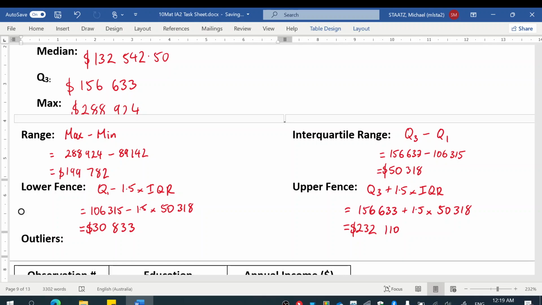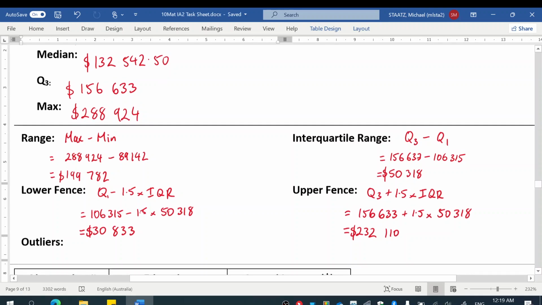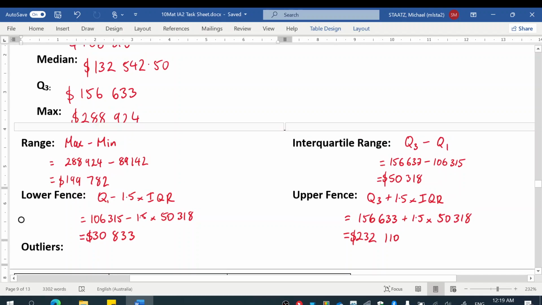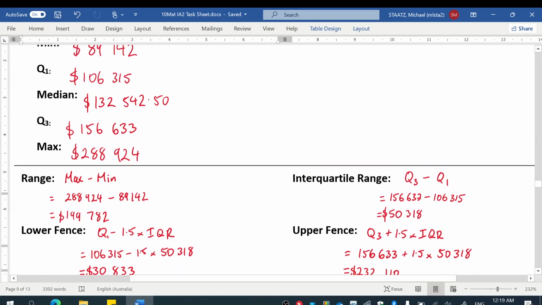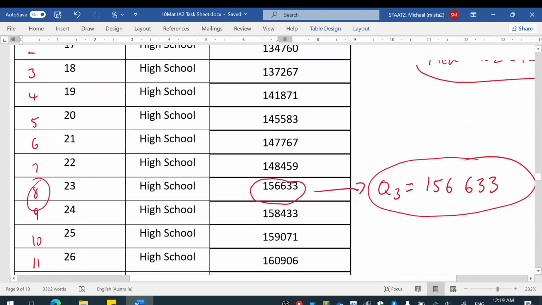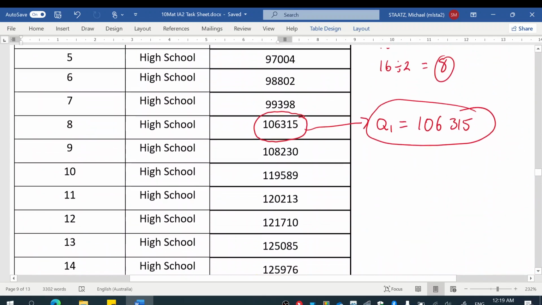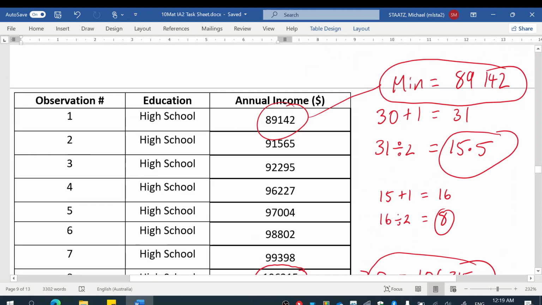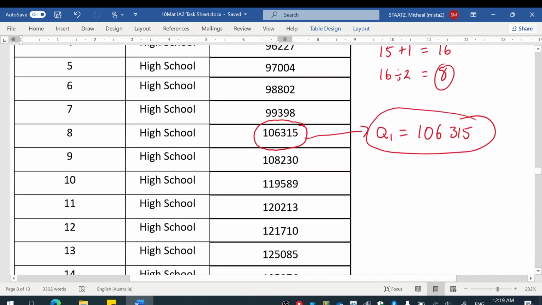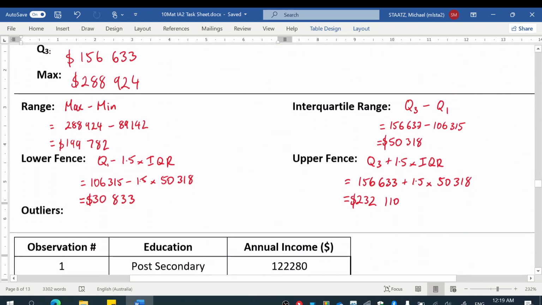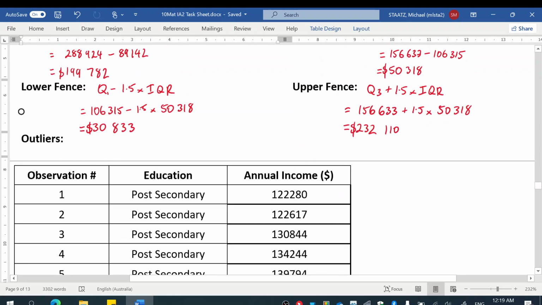Now, these are my fences or boundaries that are going to help me decide whether I've got any outliers in my data set. So my lower limit or lower fence is 30,833. My upper limit is 232,110. So I'm going to scroll back up and have a look at my data. I see that my smallest value is 89,000, and 89,000 is not less than my lower fence. That's still within my bounds, so I don't have any outliers at the lower end.